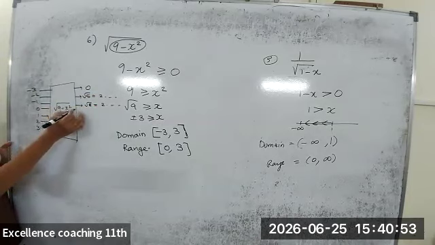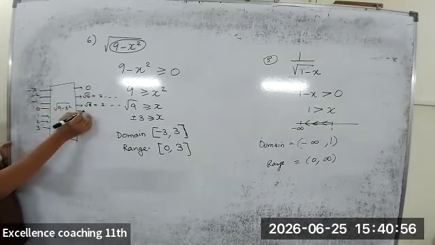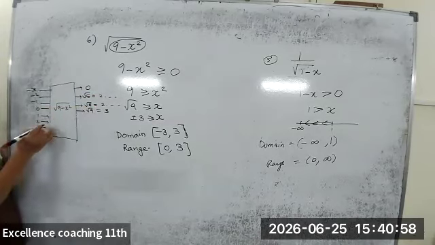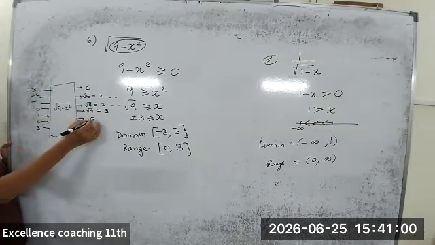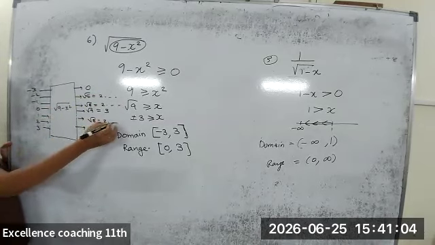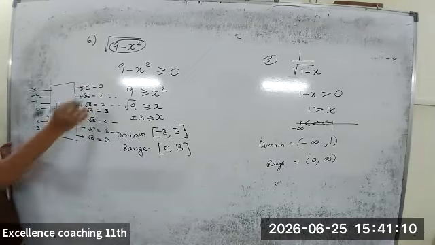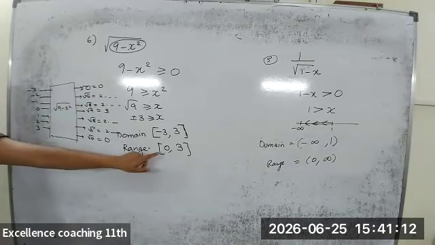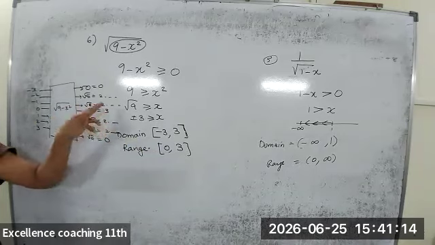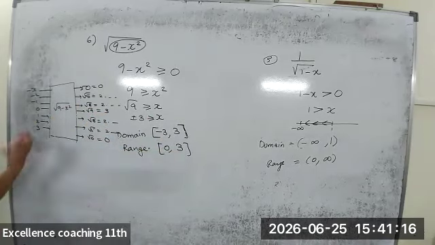Then when you put x equals 0 here, it will be root of 9, which is 3. Then 1, it will be root of 8 again. This will be root of 5, 2 point something. And 3, that time it will be root of 0, which is 0. So what is the minimum output? 0. What is the maximum? 3. So this is the logic.